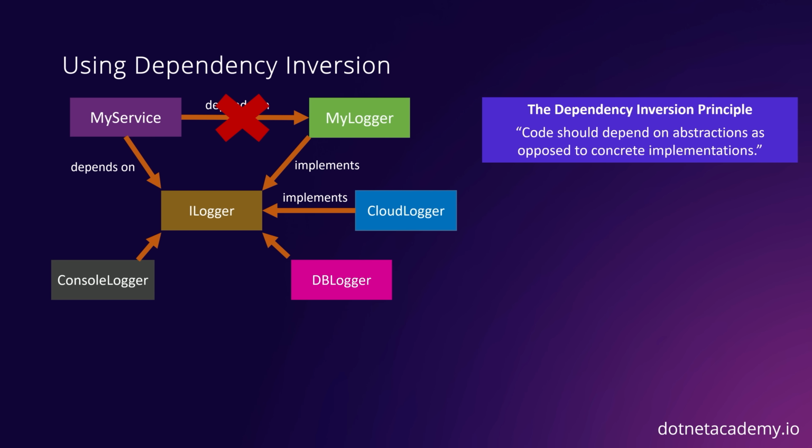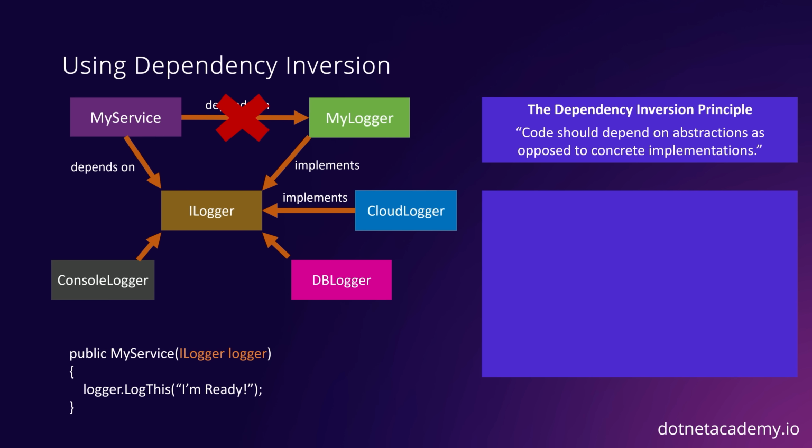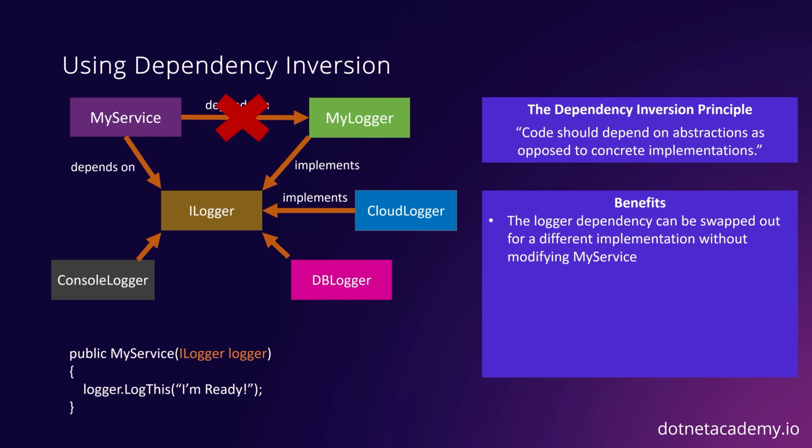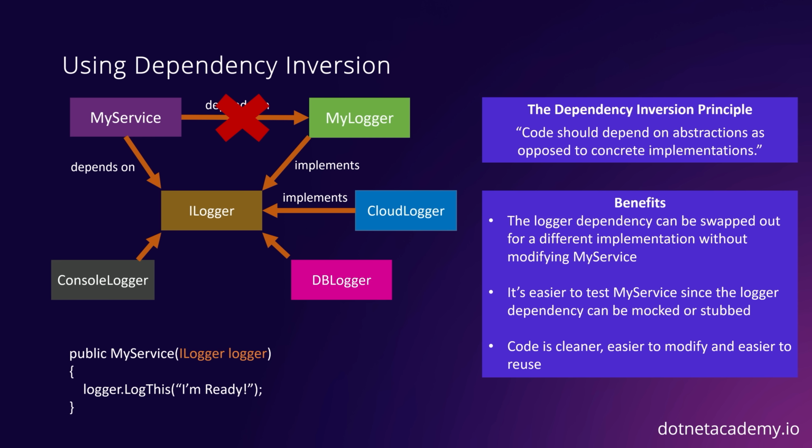In terms of the code, this is how you would now inject the logger into my service. So the main benefit of using the dependency inversion principle is that dependencies can be swapped out without having to modify the class that uses them. But also, it is now much easier to test my service, since the logger dependency can easily be mocked out or stubbed. And finally, your code is now cleaner, easier to modify, and easier to reuse.